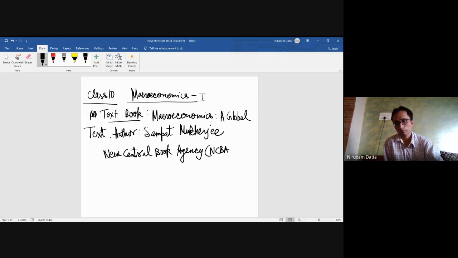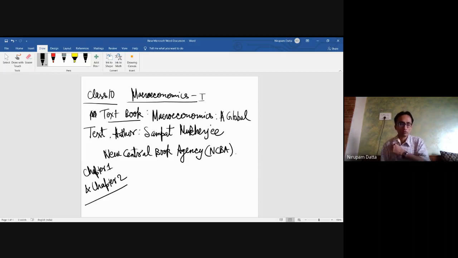So this is the textbook I am following, and from here I have already covered chapter 1 and chapter 2. Chapter 1 basically is the introduction, and chapter 2 is with respect to circular flow of income and national income accounting.